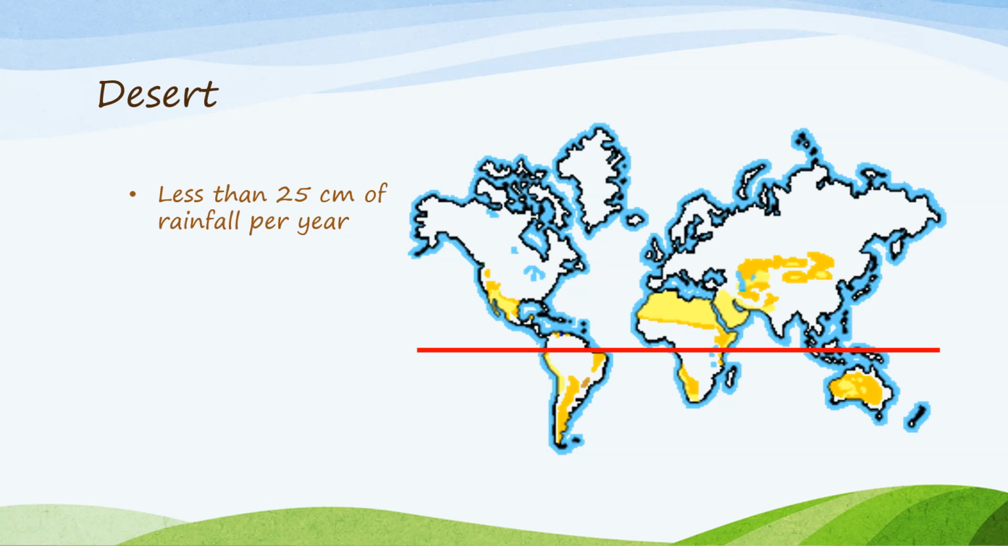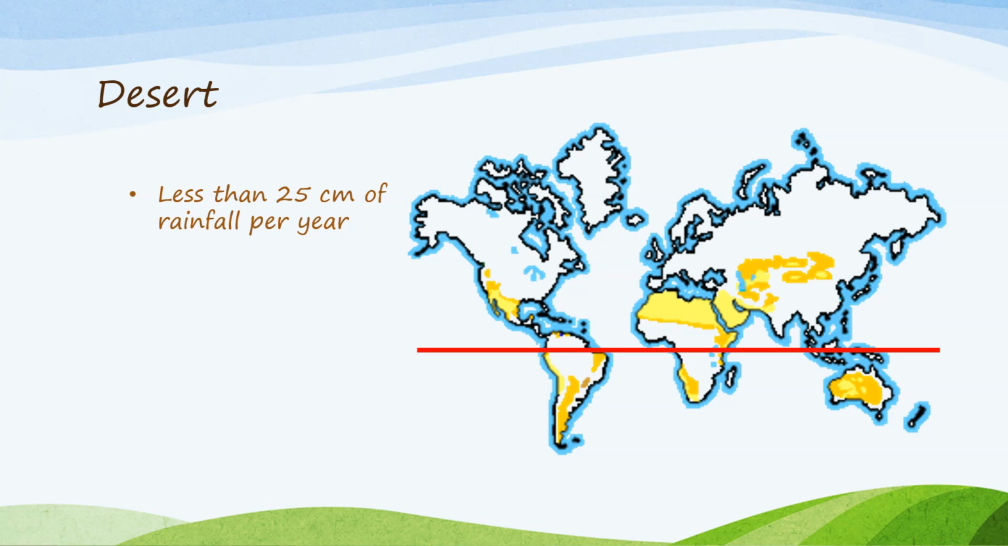Deserts are categorized by having very, very little rainfall. So there's less than 25 centimeters of rainfall per year. That's essentially the definition of desert. Now, when we think of desert, we usually think of really hot, but there are actually places that are called cold deserts. So don't think of deserts as being only the places with really high temperatures.